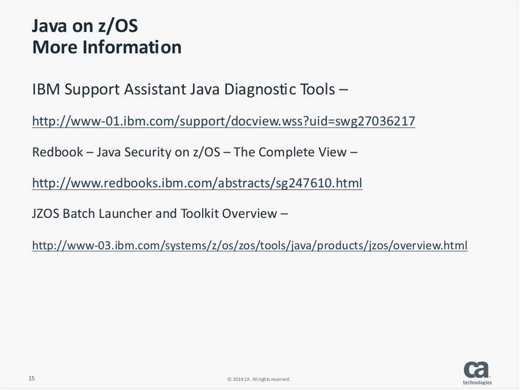I have one more page of links. Diagnostic tools can be downloaded and installed from this link. Then there is also a Redbook, Java Security on z/OS, which is fairly old, I think it's from 2008, but it's still very relevant. It talks about all the security facilities that are available in Java. And then there's documentation on the JZOS Batch Launcher, the JVM LDM program that I referred to earlier. It tells you what the commands are that you can pass to that and how that works.